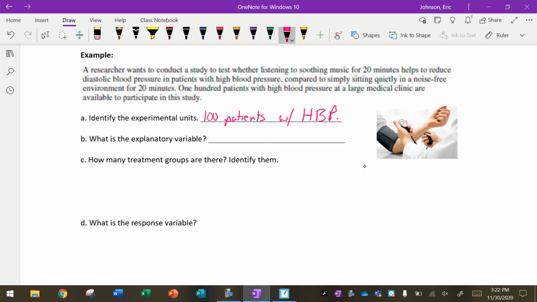Okay. What is the explanatory variable? Now, this is where it gets a little confusing. So if we actually go to C, you would say, okay, how many treatments are there? You look at this and say, okay, it looks like there's 2 treatments. There's 20 minutes with soothing music. Is that how it's described? Yes, soothing music. And 20 minutes. I can't spell right now, or it's not writing. Minutes with, how do you describe it?